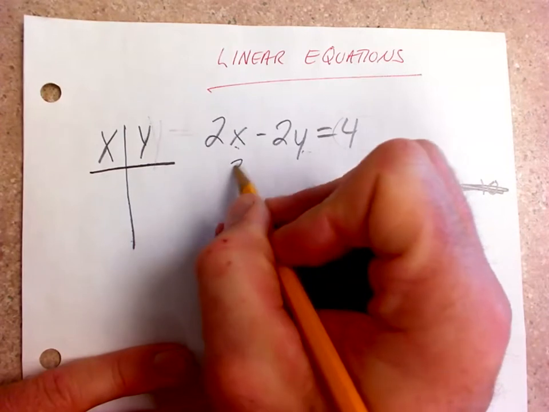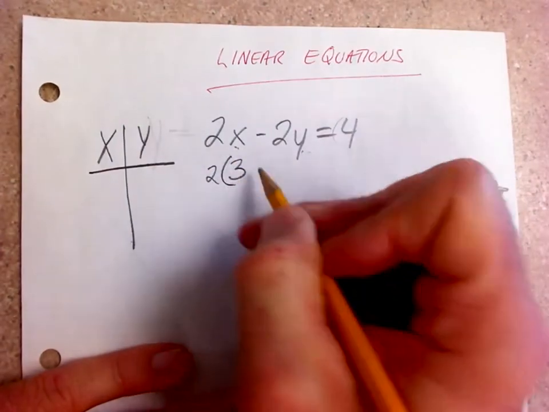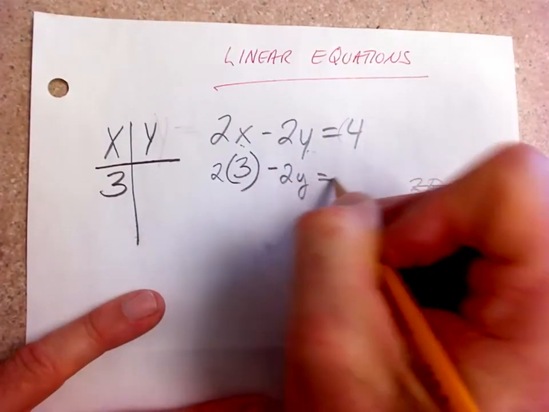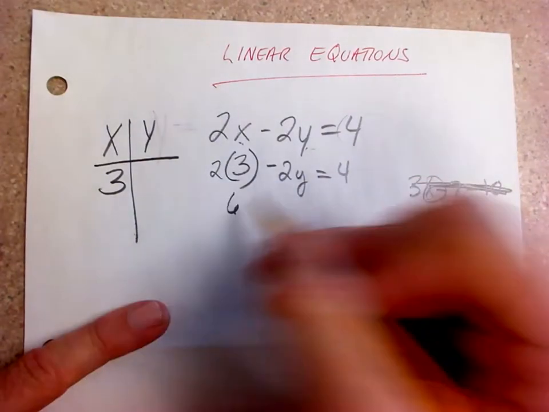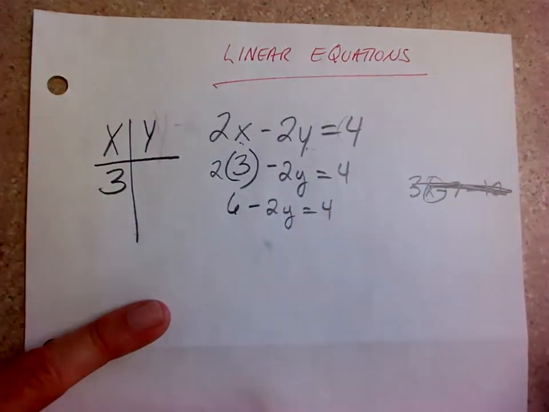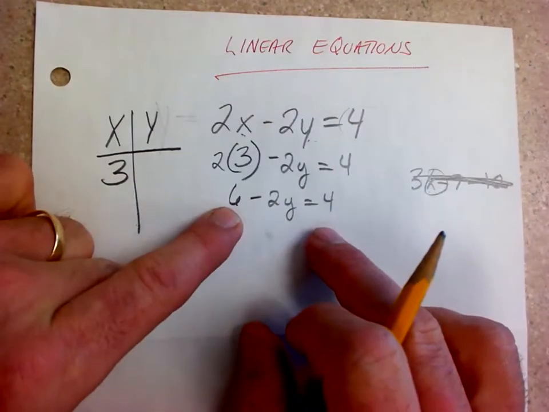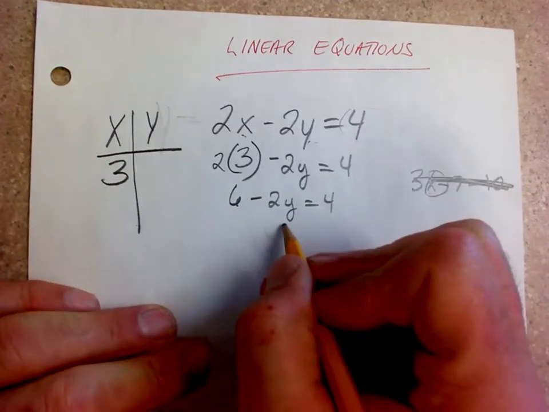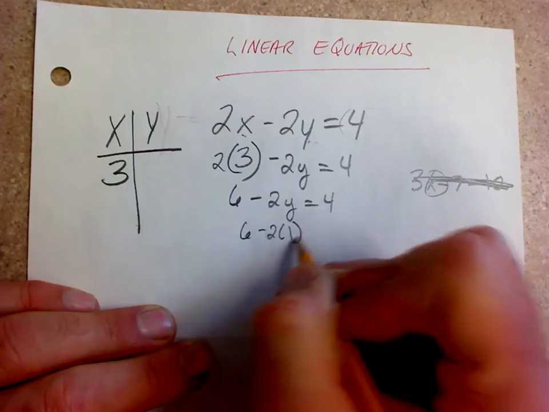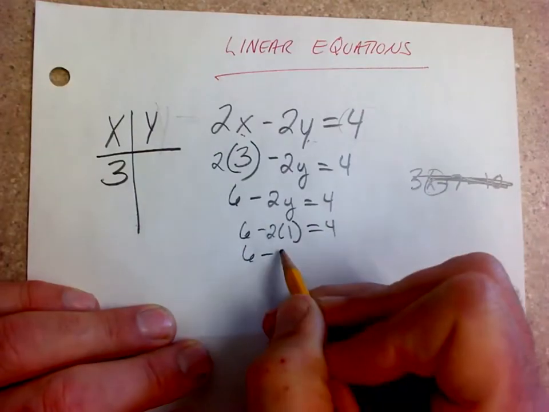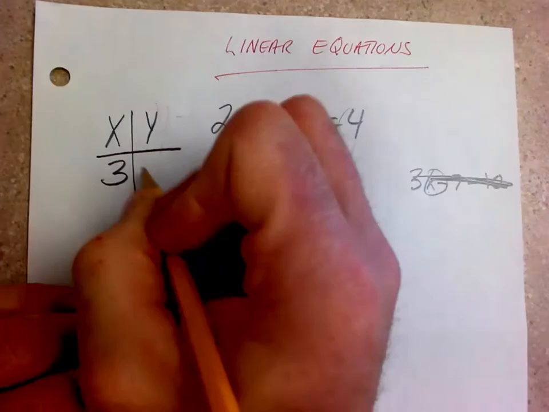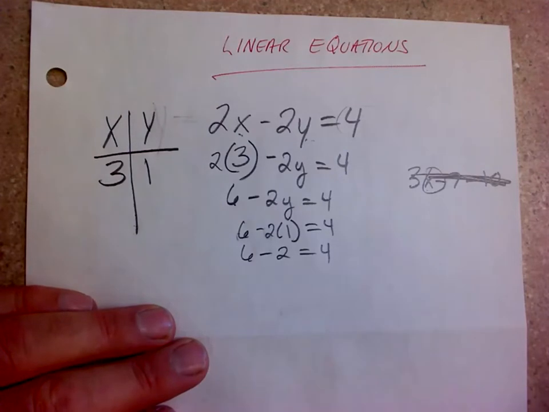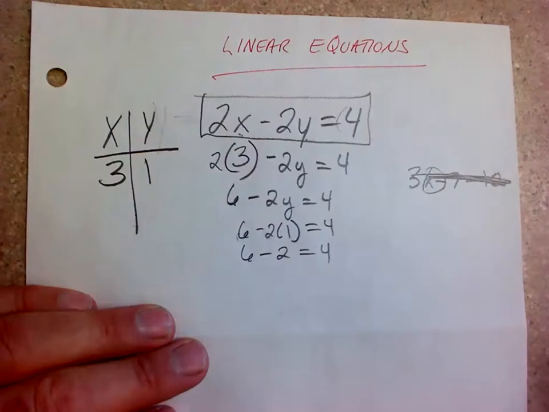So for example, if we just want to guess that x is a 3, we're going to guess that x is equal to 3. We can substitute that in. 2 times 3 is 6 minus 2y equals 4. Okay, well, some of you might be saying, I got to go from 6 down to 4. That means I have to subtract a 2. What number do I need? We need a 1. Because that would be 6 minus 2, which equals 4. Okay, so the point 3, 1, the pair 3, 1, is one solution to this particular equation.